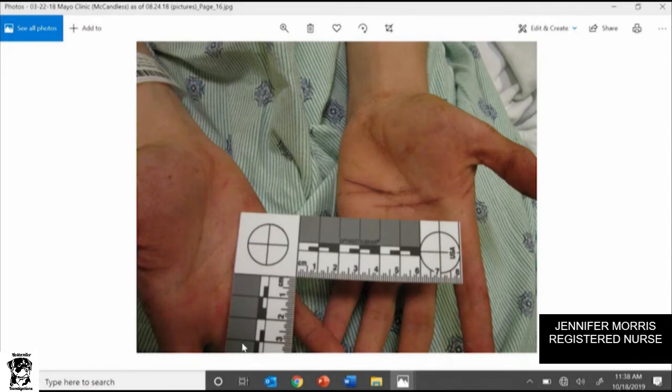Now, you were not shown pictures of Ms. McCandless's clothing, right? I was not. You never saw the clothing because before you got there, it was marked in bags. Yes. So if the clothing corresponded to certain injuries that might cause you to look for other things, you really didn't have an opportunity to see those things, right? Yes, I did not see the clothes.